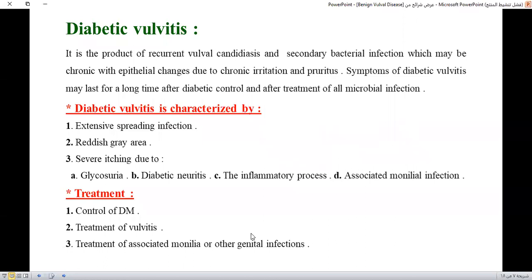Diabetic vulvitis is the product of recurrent vulval candidiasis and bacterial infection. Symptoms may last for a long time after diabetic control and after treatment of all microbial infection. What are the characteristic features of diabetic vulvitis? Extensive spreading infection, reddish gray area, severe itching due to glucosuria, diabetic neuritis, inflammatory process, and monilial infection. Control the diabetes, treatment of vulvitis, treatment of associated monilia.